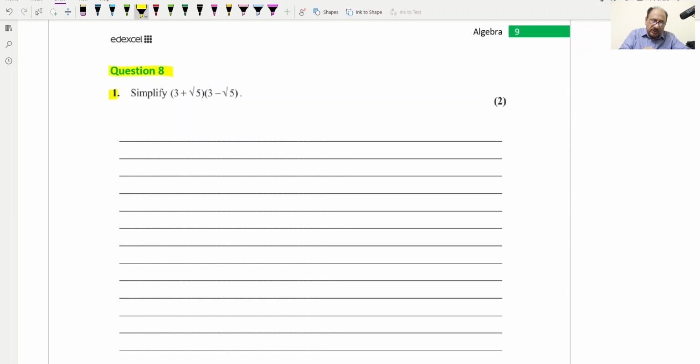So this one, simplify this, 2 marks. If I copy the question, it is 3 plus under root 5 and 3 minus under root 5. You can apply the direct formula or you can multiply. So the direct formula I'll write here: a plus b into a minus b is equal to a squared minus b squared. This is the direct formula you can apply, or you can multiply.